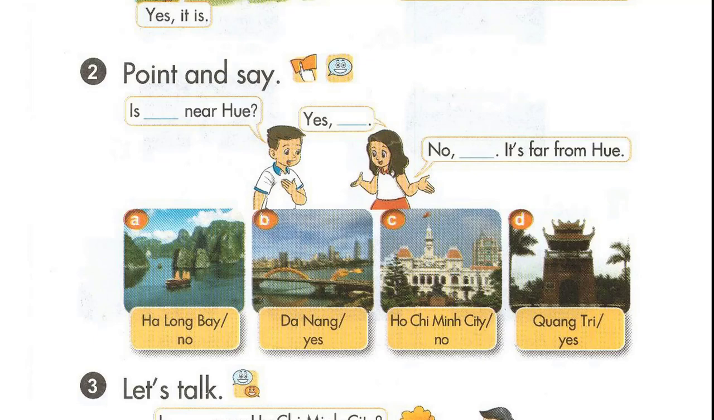Page 66. Lesson 2. Activity 2. Point and say. Is Ha Long Bay near Hue? No, it isn't. It's far from Hue. Is Da Nang near Hue? Yes, it is.